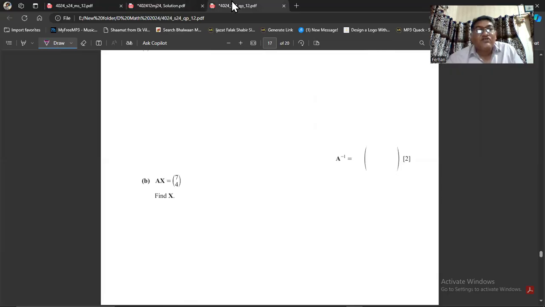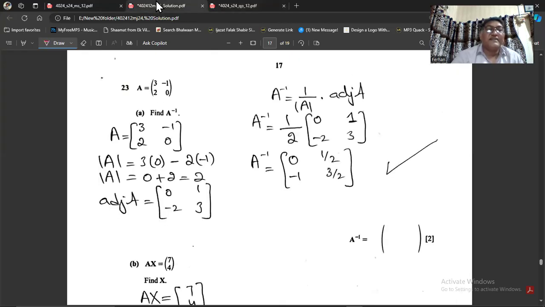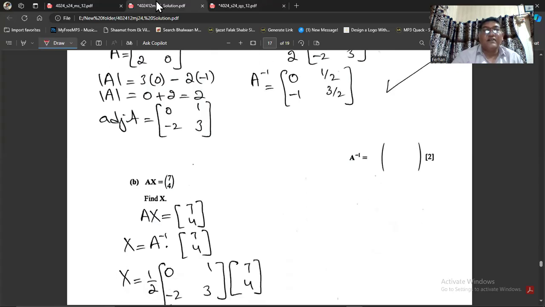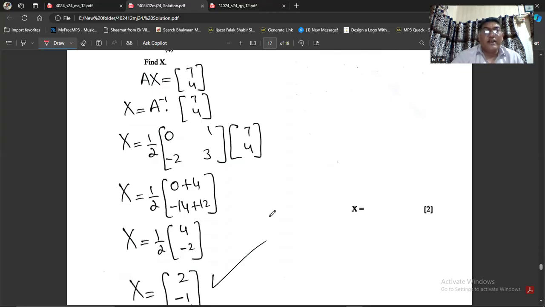Okay, then we have question number 23, and it's the B part. He says AX is equal to [7; 4], find the X. So when this A goes to the other side, it will become A inverse, and we already know what the A inverse is. Because the A is written on the first position on the left side, when its inverse is written on the right side, it will also be in the first position. So X will be equal to A inverse into this column vector, and A inverse we have already done. So it will be 1 by 2, 0, 1, -2, 3.